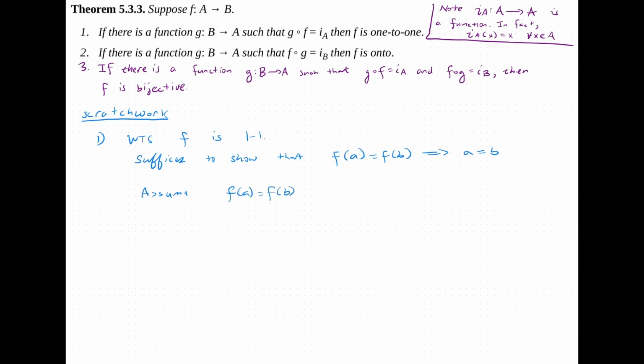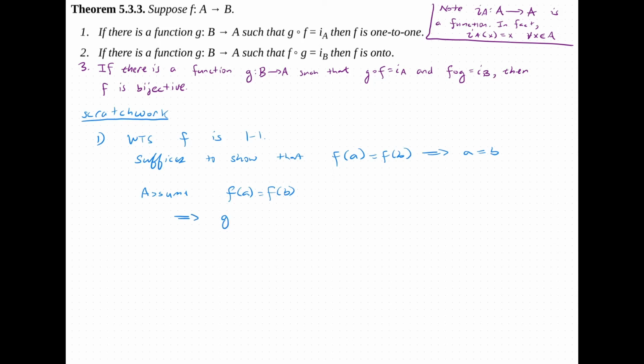So how do we go from there to concluding that a is equal to b? Well, the assumptions give us the existence of a function g, such that if we compose g with f, we get back the identity on A. So what we are going to do is compose both of these values by g. So we're going to take g of those values.